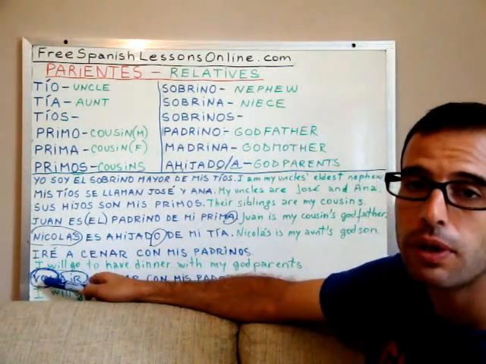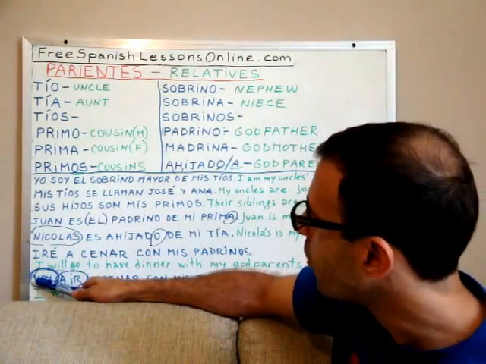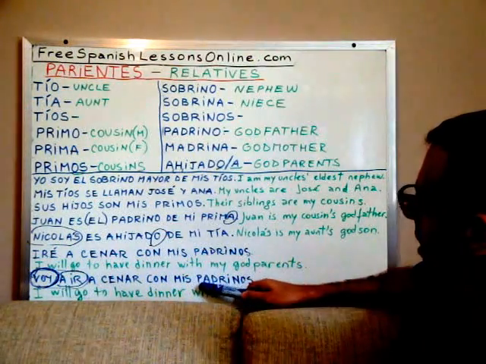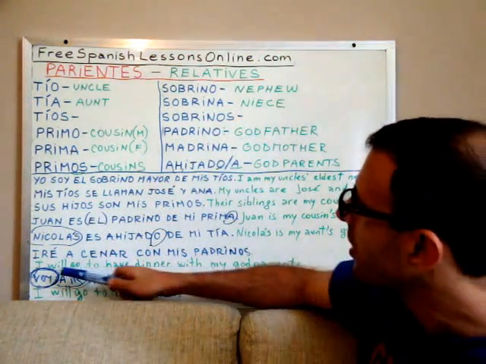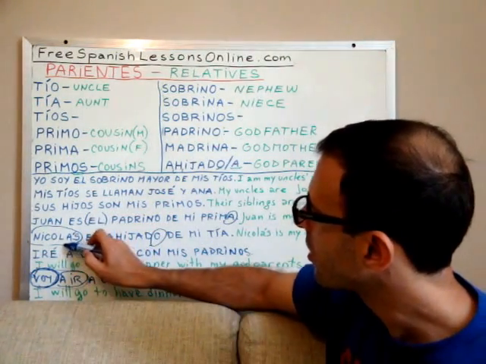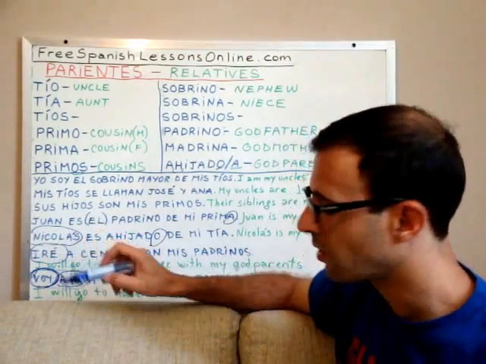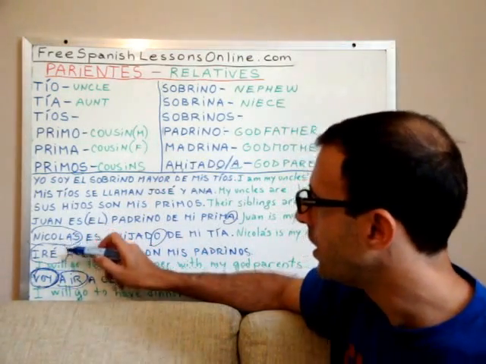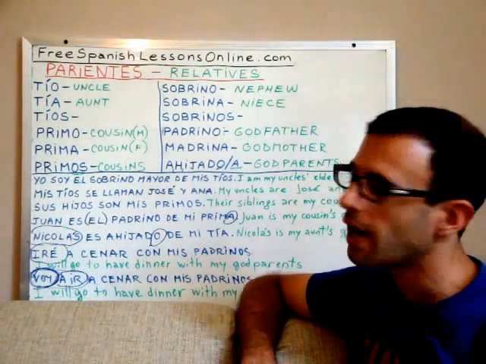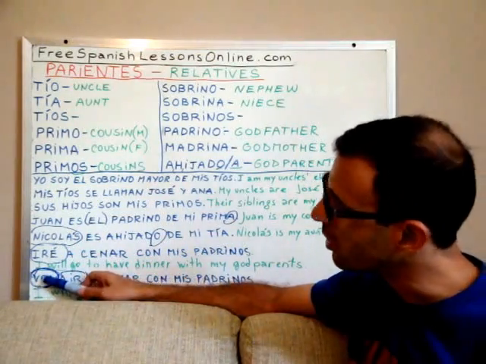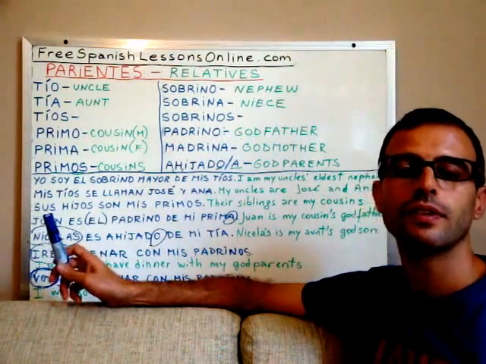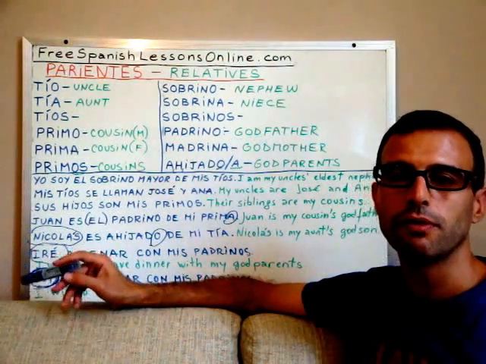And the sentence below is exactly the same. I will go to dinner with my godparents, okay? So I wrote this sentence twice so you can see the two different ways of conjugating the future in Spanish, okay? Iré and voy a ir, right? If you haven't, I really recommend that you go to my lessons where I showed you how the future tense is built in Spanish, okay? So that will be very helpful.